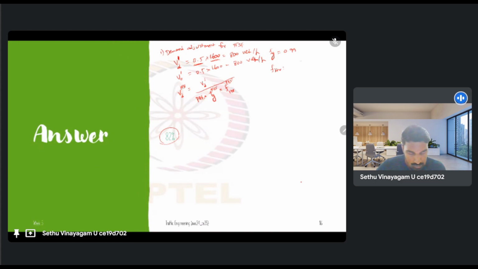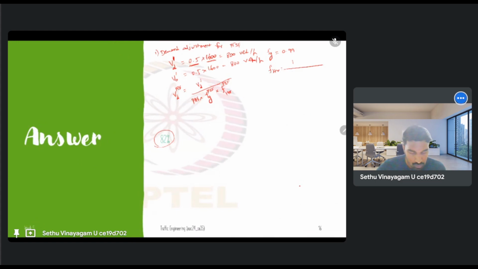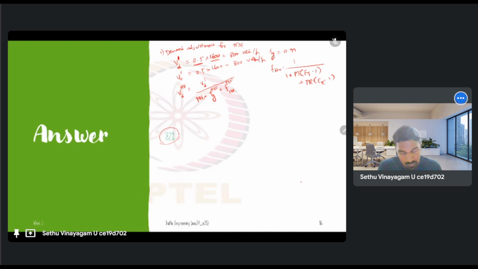So FHV is nothing but 1 over 1 plus the percentage of trucks into the equivalency factor for trucks minus 1, plus the percentage of recreational vehicles into the equivalency factor for the recreational vehicles minus 1, right? So this is the formula. In this, we know the percentage of trucks and the percentage of recreational vehicles: it is 14% for trucks and 4% for the recreational vehicles. So all we need to know is the equivalency factor, right?